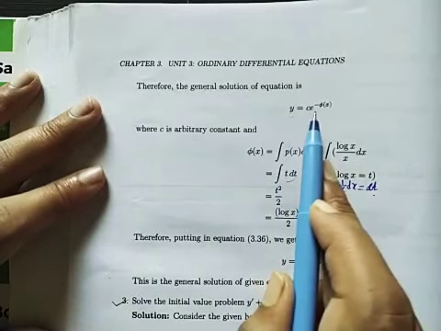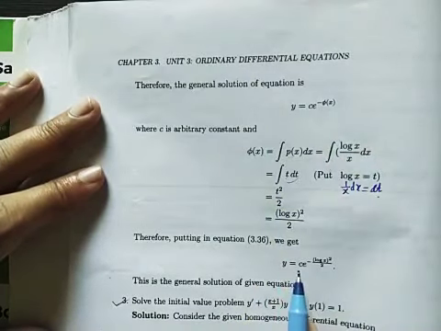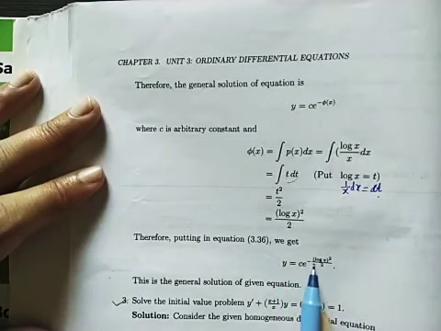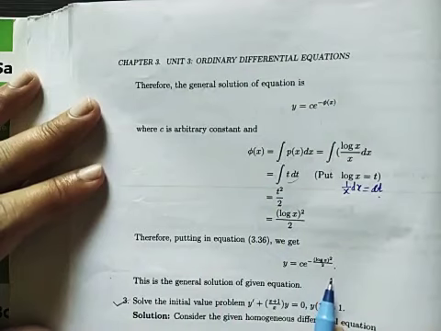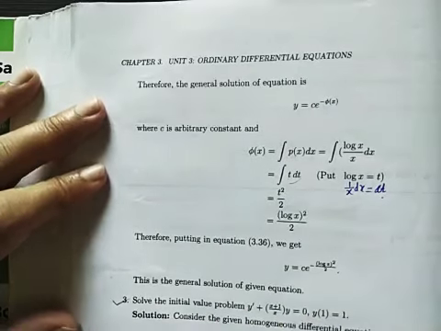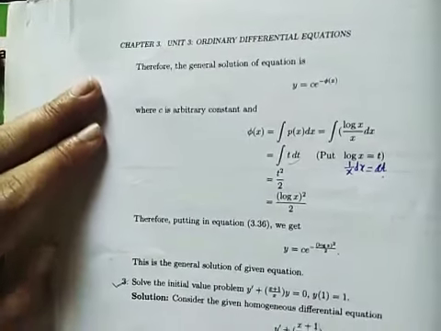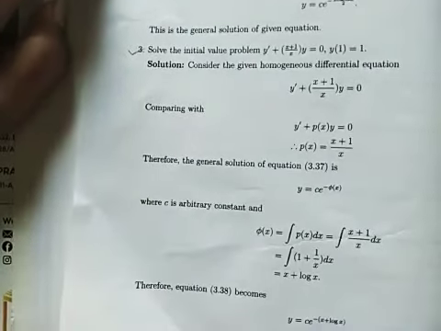Substituting the value of φ(x) here, what we get? y is equal to c e raised to minus (log x) square upon 2. This is the general solution of the given homogeneous equation. Next example.